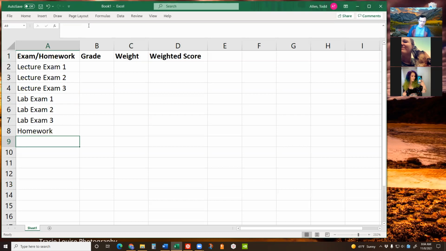All right, so what I'm going to do next is put some hypothetical numbers into the grade column. I'm not using any individual person's grades. Of course, to figure out your grade, you would substitute your grades on exams and homework that you've gotten so far this semester, okay?